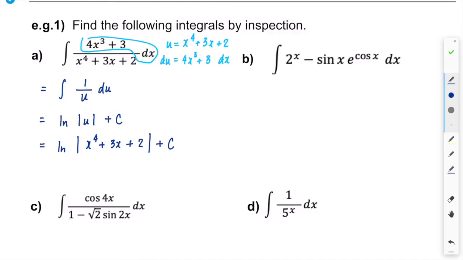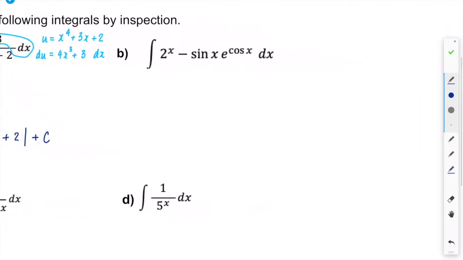Question B. We're looking for the integral of 2 to the power of x minus sine x e to the power of cos x dx. We can first separate the two terms into two integrations. Okay. Now the first term, you should recognize that there is a direct rule for integration that we can use, which is 2 to the power of x over ln 2.